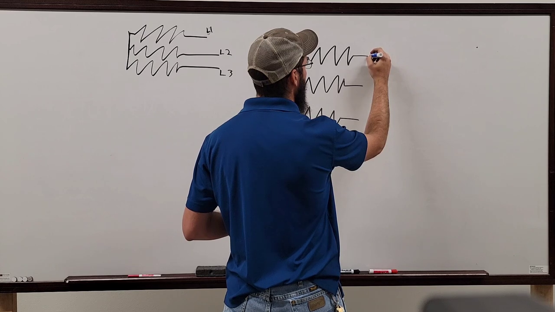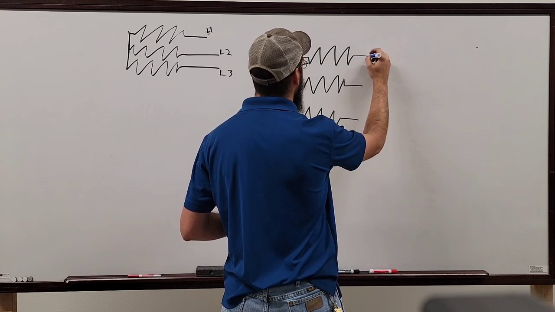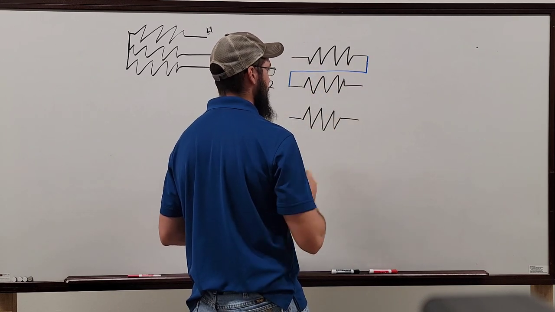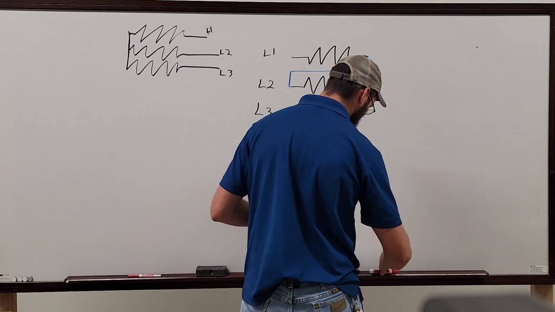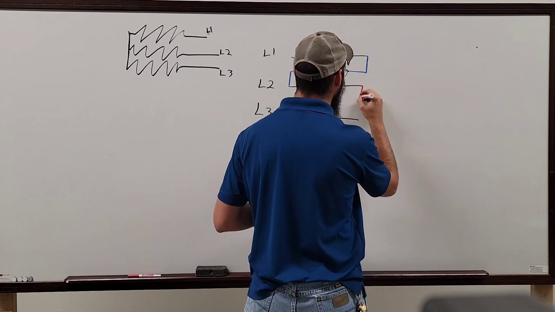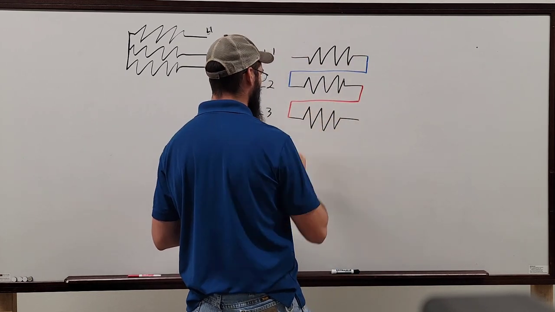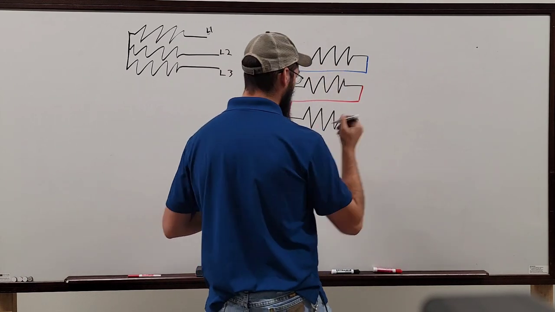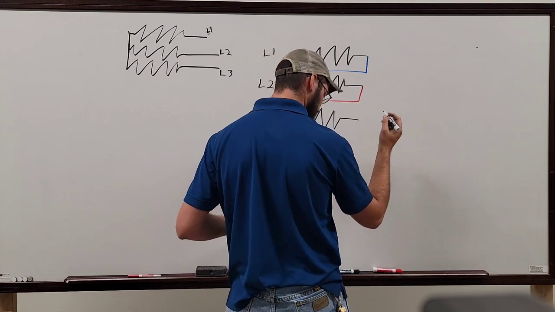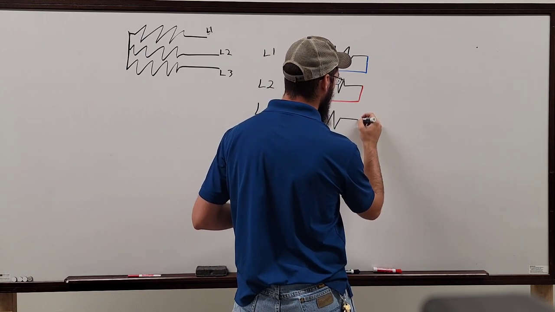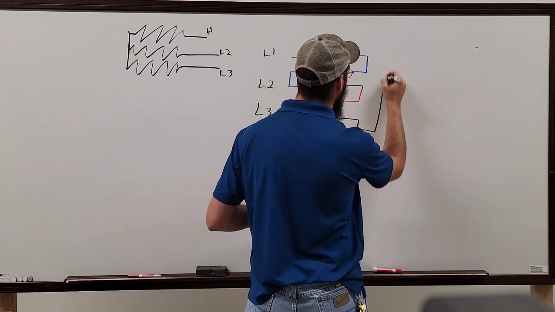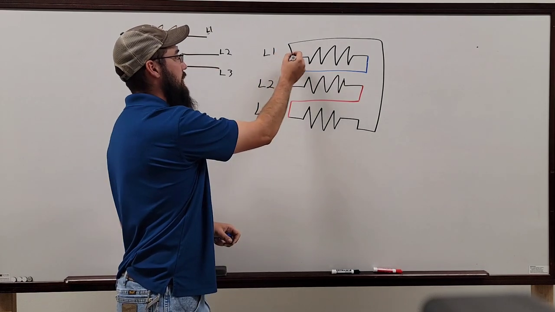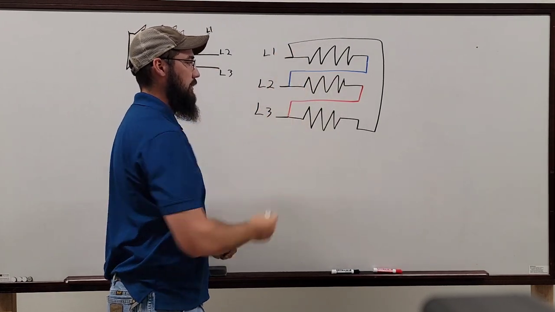So the tail end of L1 will feed down and hit the front end of L2. And essentially, the tail end of L2 will feed down and hit the front end of L3. And then you'll come back up, and L3, I don't have any additional colors, will basically just come out and catch the front end of L1. And then each of these are still feeding their legs there.